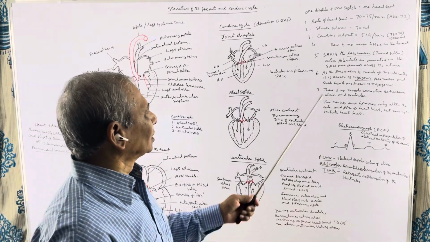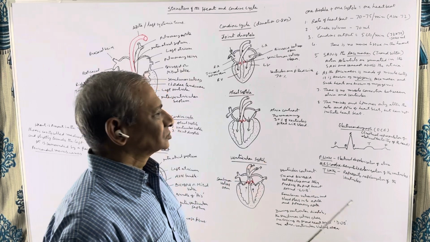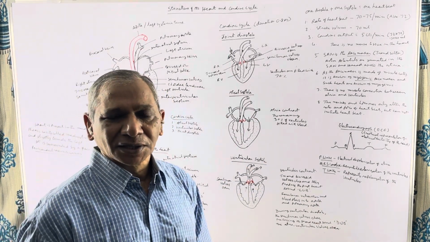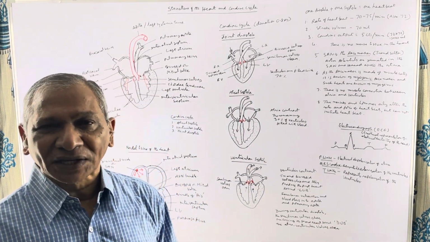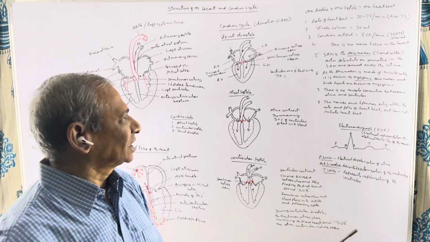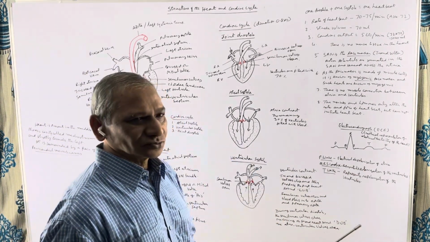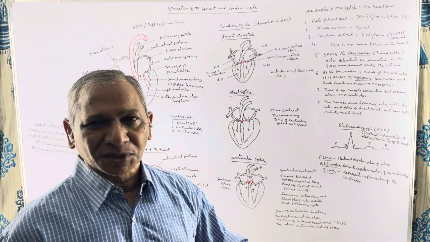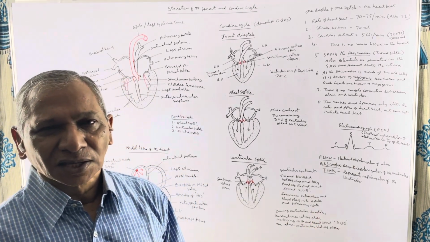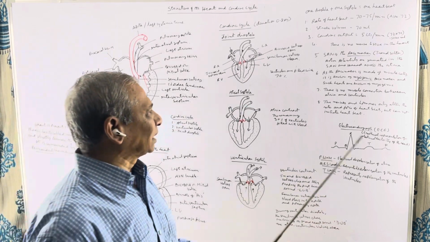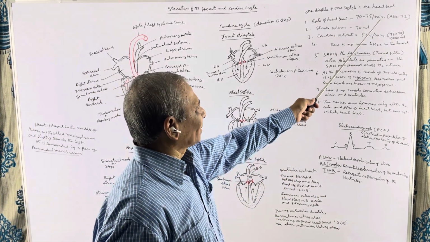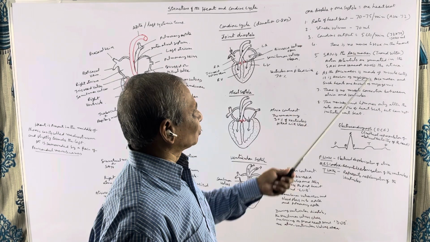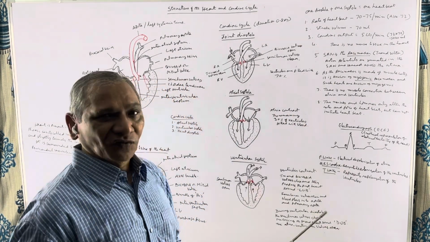Then, cardiac output. The amount of blood pumped by the heart in 1 minute constitutes the cardiac output. It is measured from either of the aorta, either from the pulmonary aorta or from the left aortic trunk. So if you multiply 72 by 70, we get the cardiac output. It is roughly 5 liters.